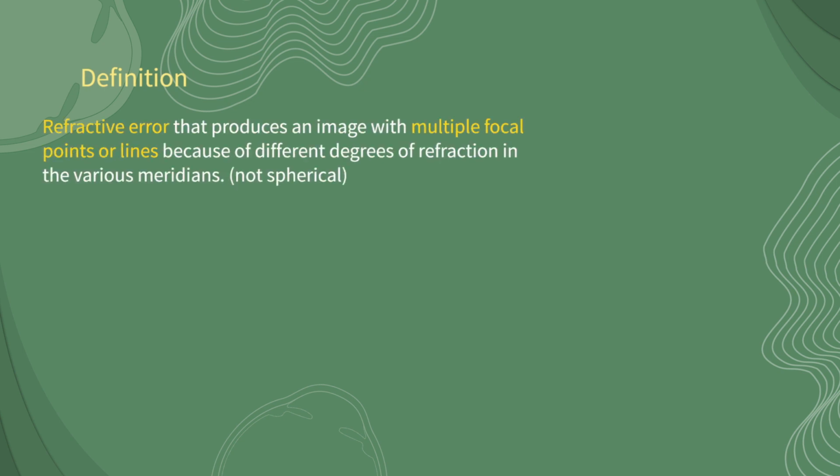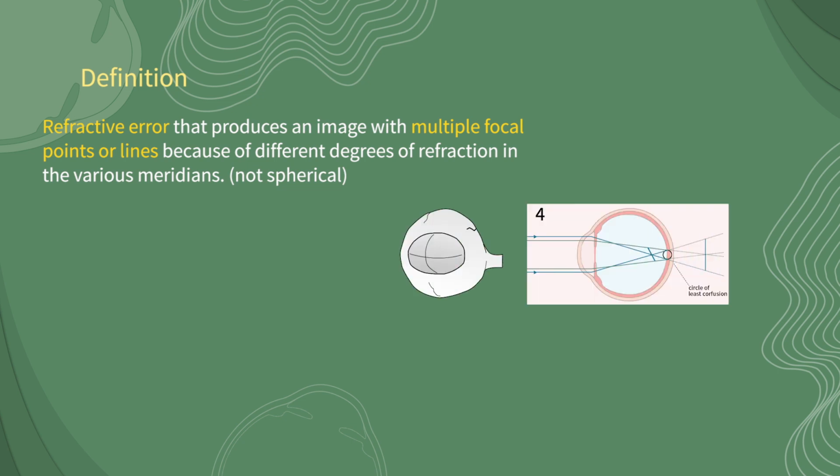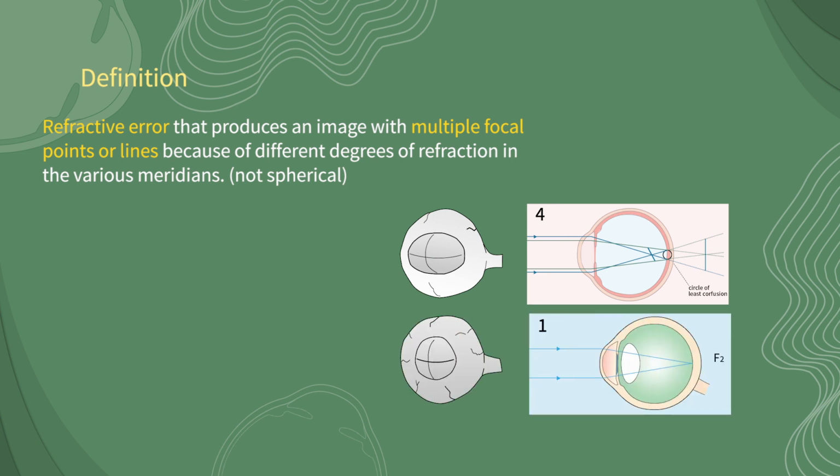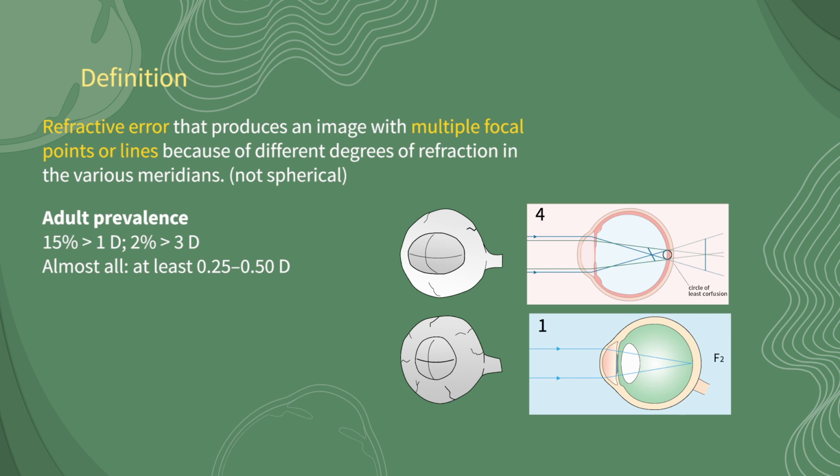Astigmatism is somewhat different from myopia or hyperopia. It refers to the eye producing an image with multiple foci, instead of one single point, due to different radius of curvature along different meridians. A survey of normal eyes shows that almost every human eye has a baseline astigmatism.